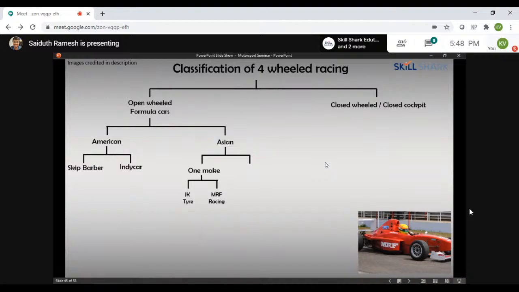JK Tire is not actually restricted to India, it also works in other parts of Asia as well. So that's really good for that type of international exposure. A lot of Indian racers have gone through MRF racing. So you have MRF 2000, which basically uses 2-liter Renault engines, and then you have the MRF 1600, which is the 1.6-liter Ford engines.